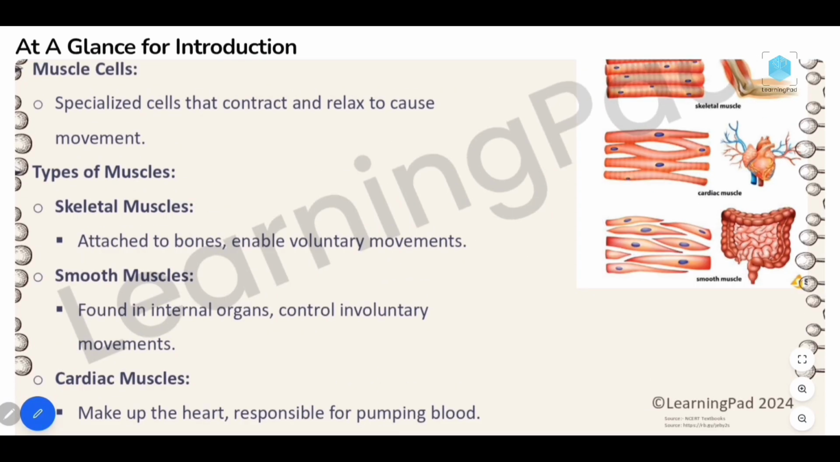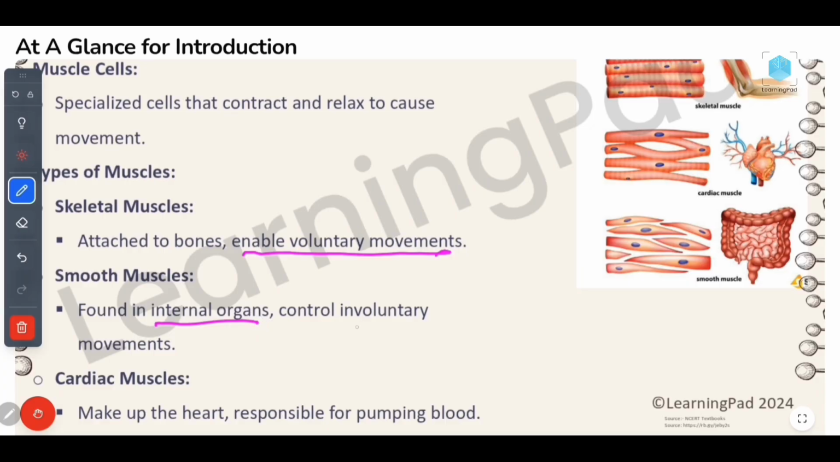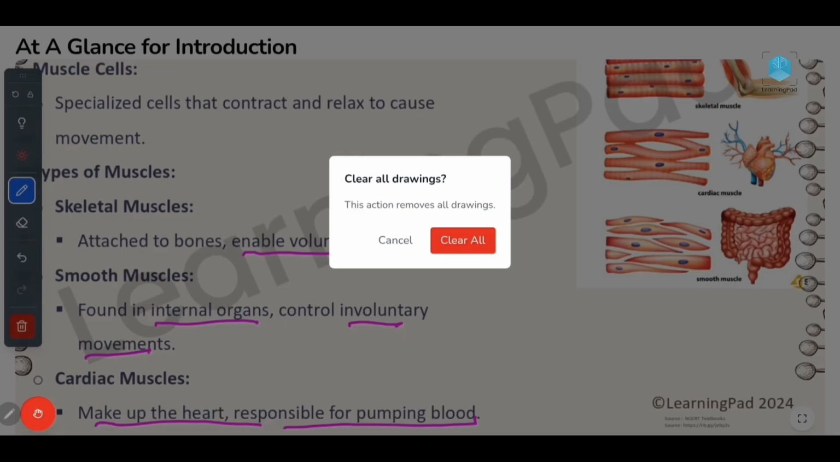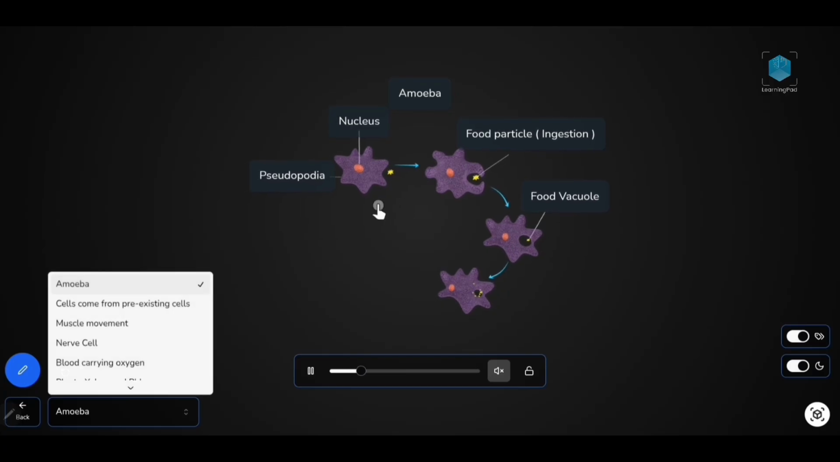Skeletal muscles attach to the bones. Skeletal muscles attach to the bone and enable voluntary movements. Smooth muscles attach to the internal organs and help in involuntary movement. Cardiac muscles make up the heart, which is responsible for pumping of the blood. Now let us see the model of cells responsible for movement.